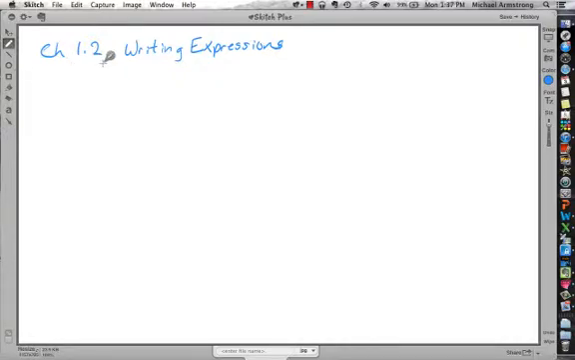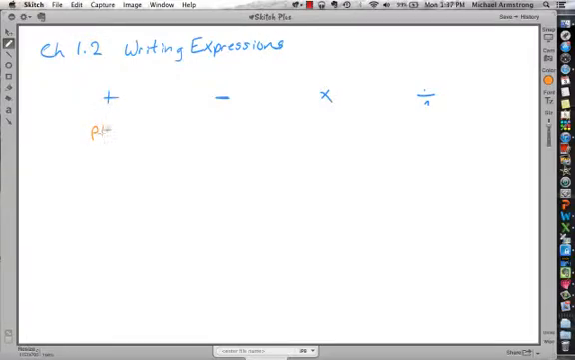Okay, here we are, Chapter 1, Lesson 2, Writing Expressions. This is really an assignment that helps us understand story problems better. We break word phrases apart so that we understand which ones are for addition, which ones are for subtraction, which ones are for multiplication, and which ones are for division. When you read a story problem, sometimes it's hard to tell. Sometimes it's easy to see.